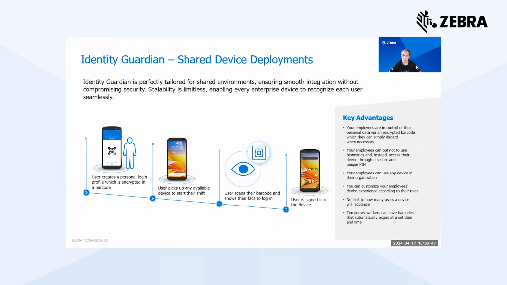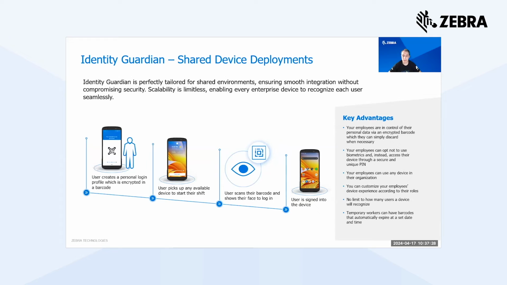And then the employees can also use any device inside the organization. That's true. The only minimum requirement for Identity Guardian is to have a minimum of Android 11. So the device needs to run Android 11 minimum. It cannot be used on Android 10 or 9 or 8. And there's no limit on how many devices I can use. I can authenticate on any device running Identity Guardian.